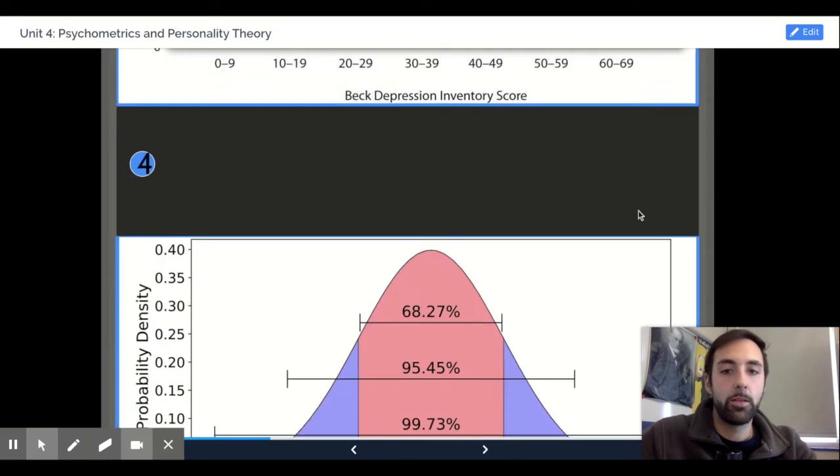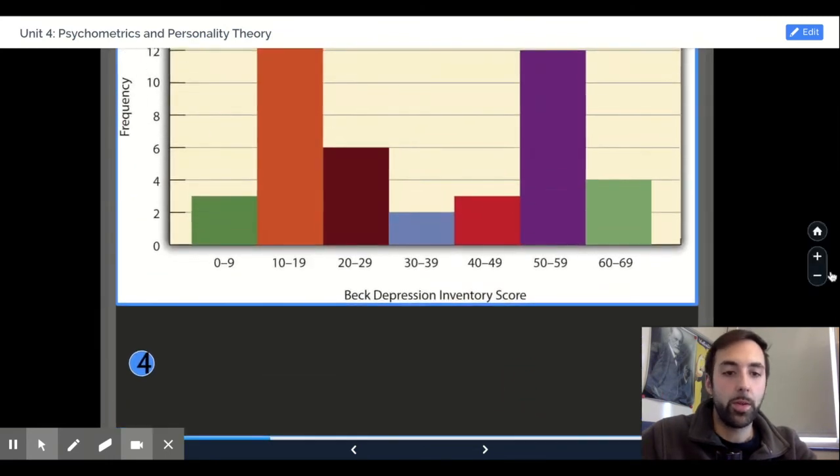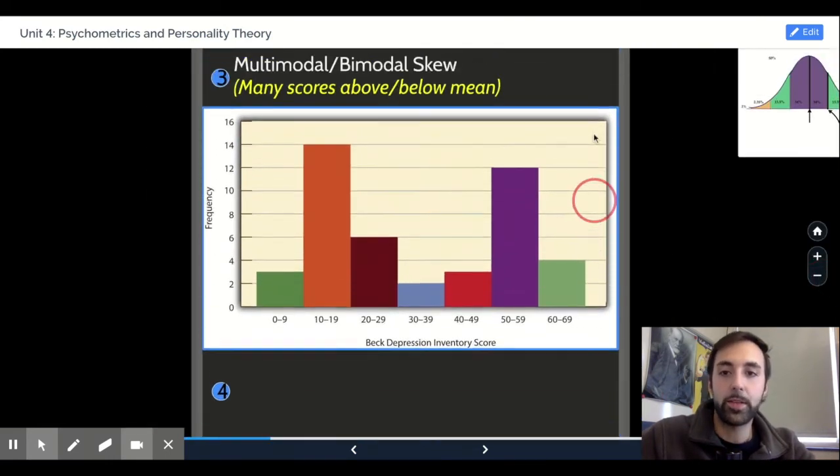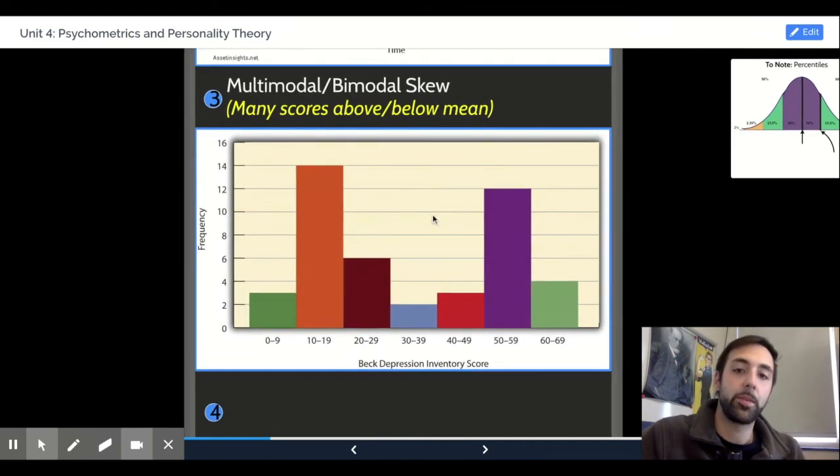There's also multimodal or bimodal distributions when there are multiple peaks. We talked about this again back in Unit 2, meaning there's a bunch of people that got above the mean, a bunch of people that got below the mean. We call those multimodal or bimodal distributions. So again, that was when it had those 2 peaks.